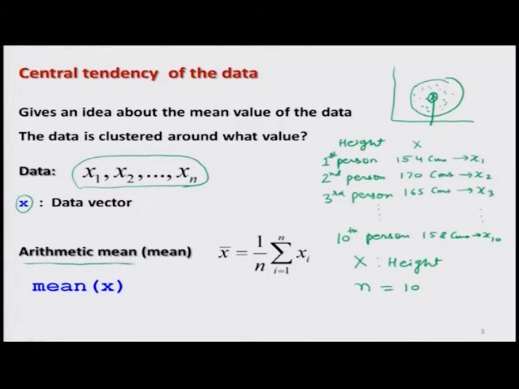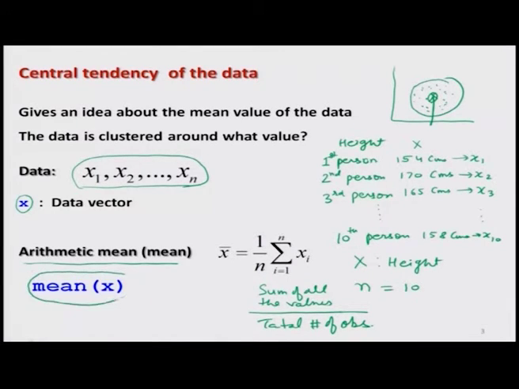Now, first we try to talk about arithmetic mean. Arithmetic mean is simply the sum of all the values divided by the total number of observations, and this can be directly computed in the R software using the command mean of x, that is MEAN, and inside the argument you have to write the data vector.